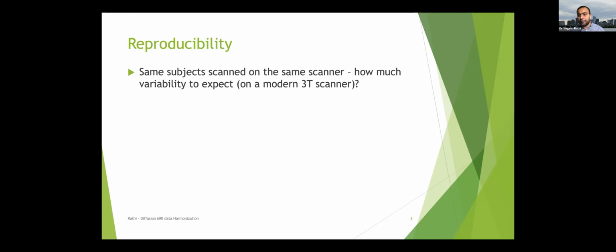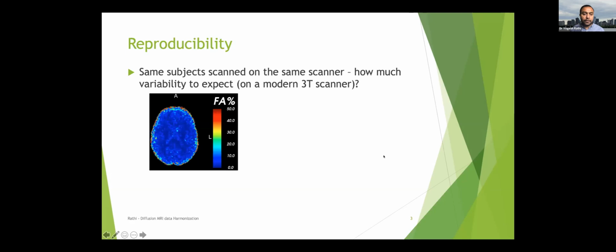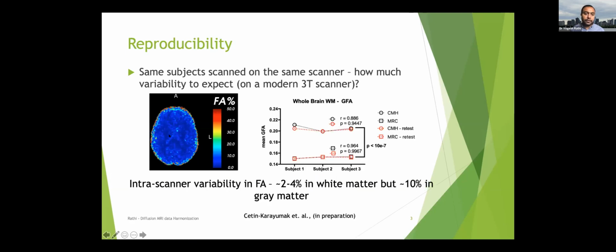So reproducibility is key. We want that same subject scan on the same scanner to have exactly the same type of data. However, this is an example here. You can see this is the same subject on the same scanner, scanned twice. Again, I'm focusing purely on diffusion MRI data here. So the variability is really low.